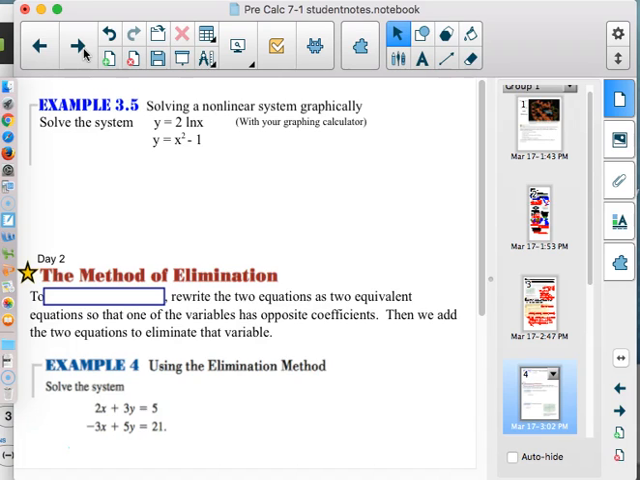And now we have another one here. It says solving a nonlinear system graphically. So why don't you go ahead and do that, and I'll put it up here and we'll see if we end up with the same solution or solutions.